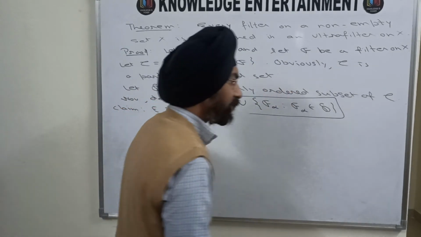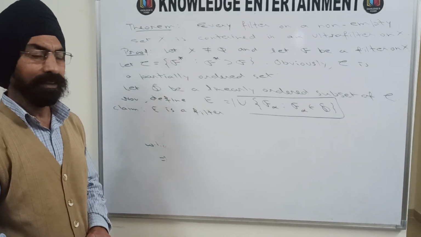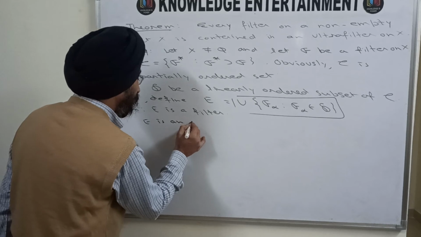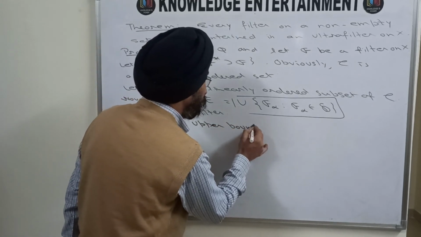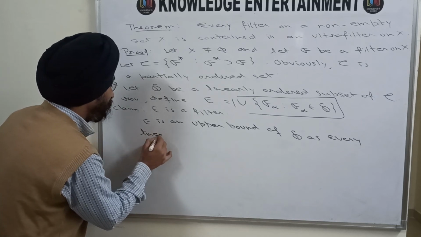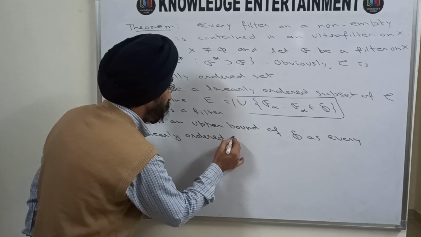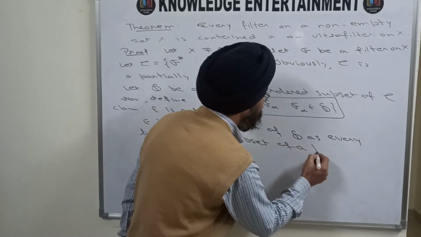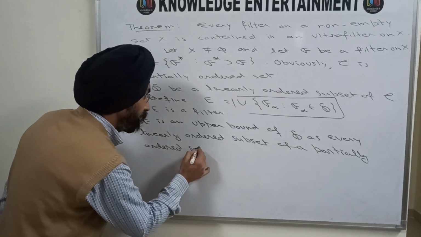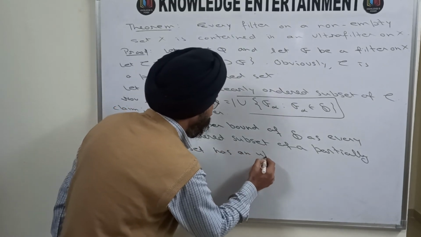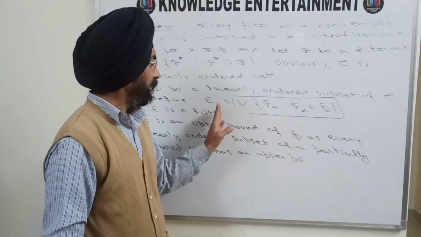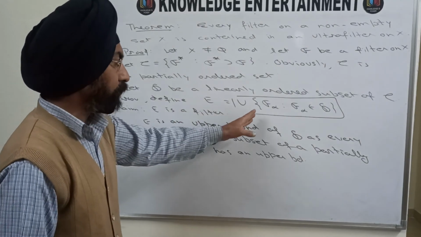Now E is not only a filter, but it is an upper bound of D. As every linearly ordered subset of a partially ordered set has an upper bound. And since E is the union of all members of D, definitely E is an upper bound. So E is an upper bound of D.